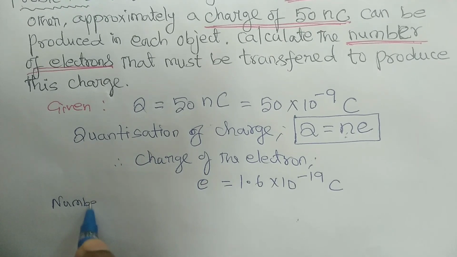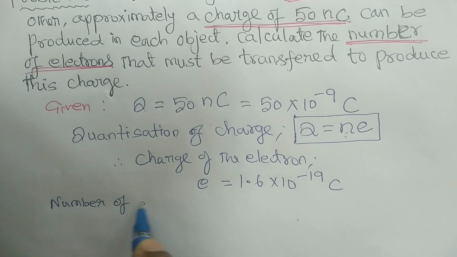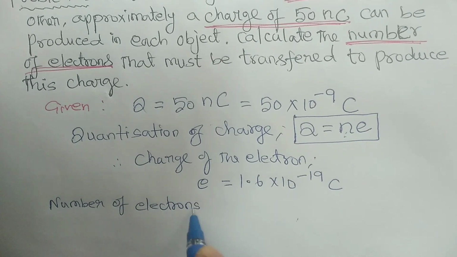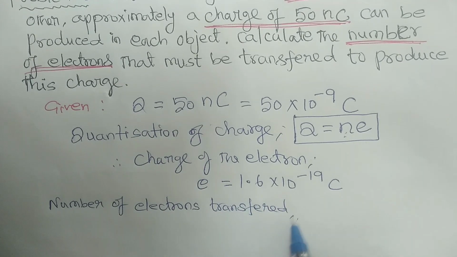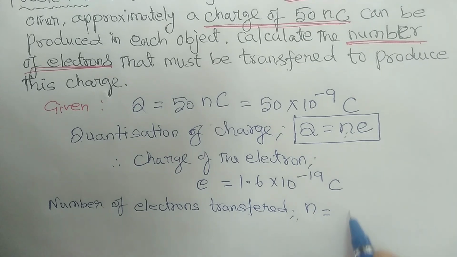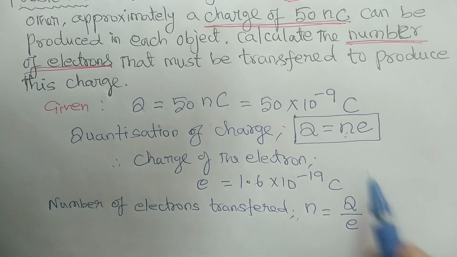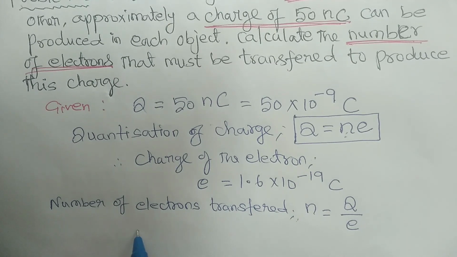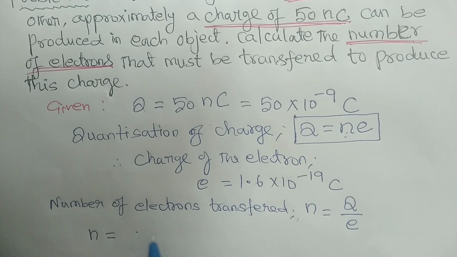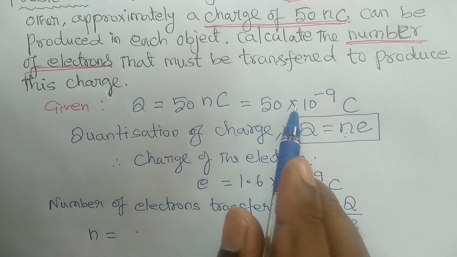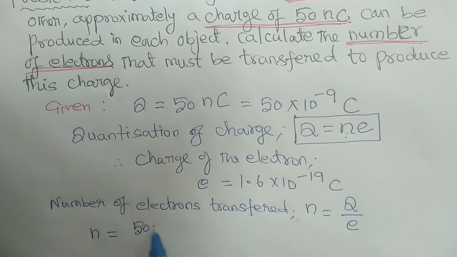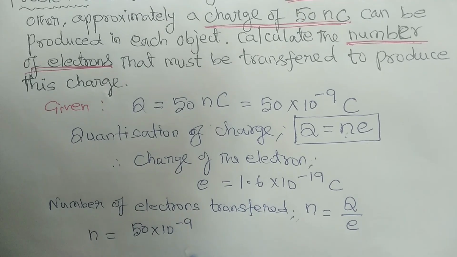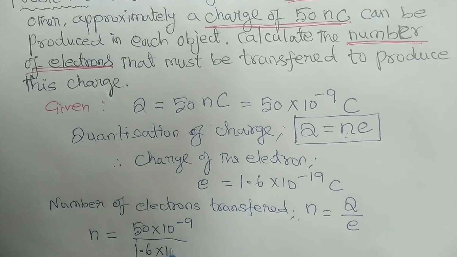So number of electrons transferred N is equal to Q divided by E. So substitute this value. So N is equal to, what is the value of Q? 50 into 10 power minus 9 coulomb divided by, what is the value of E? 1.6 into 10 power minus 19 coulomb.